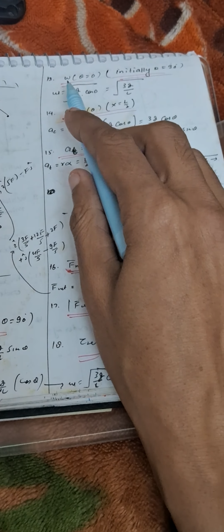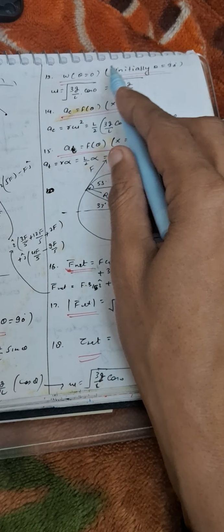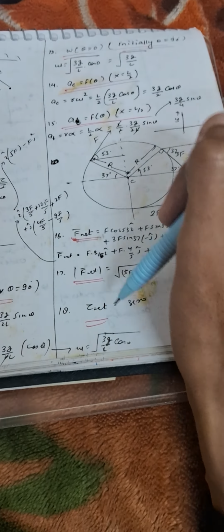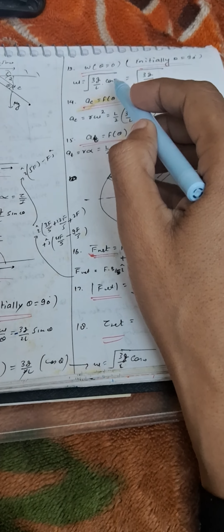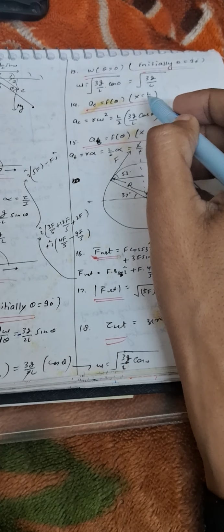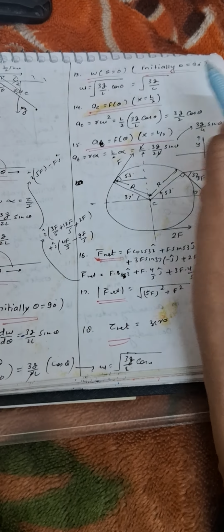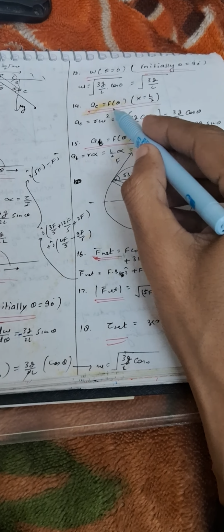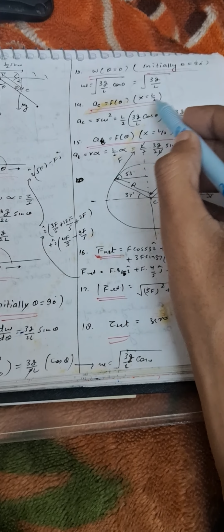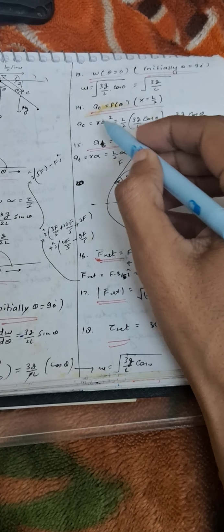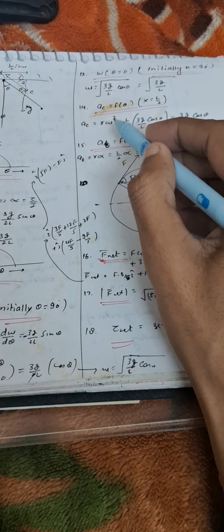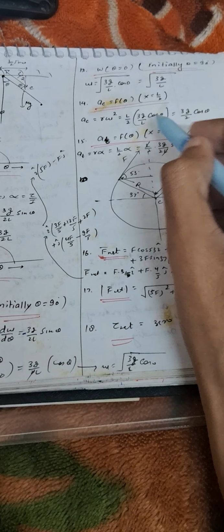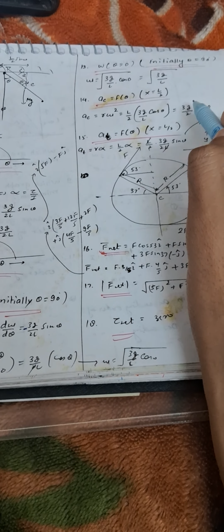Next question is we need to find omega at theta equal to 0. Initially we assume that theta is 90. So in this equation substitute theta equal to 0. We get omega is equal to root of 3g by L into cos theta, which will be root 3g by L. Next we need to find centripetal acceleration as a function of theta, and the point here is x equals L by 2. We know that centripetal acceleration is r omega square. R here is L by 2, omega square is 3g by L cos theta. On solving this we get centripetal acceleration as 3g by 2 into cos theta.